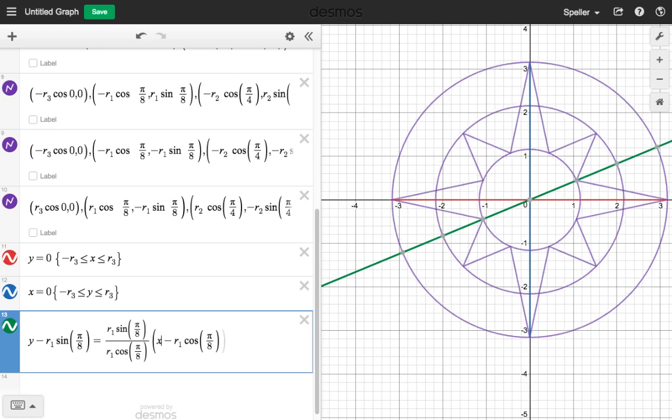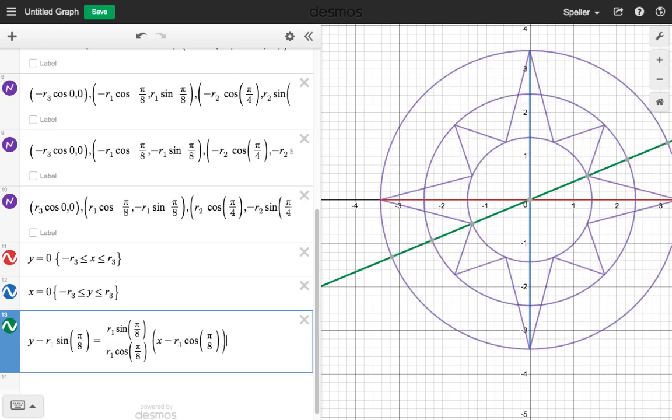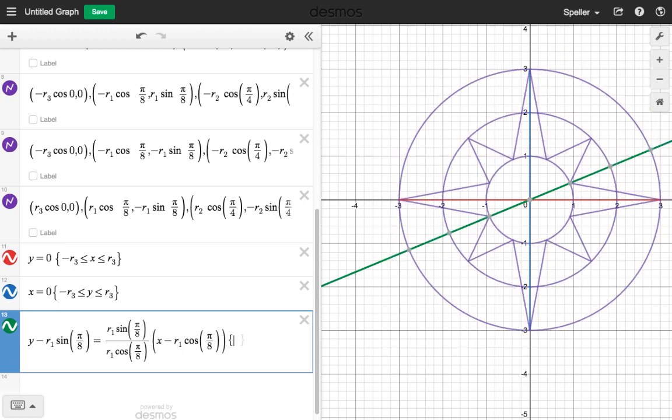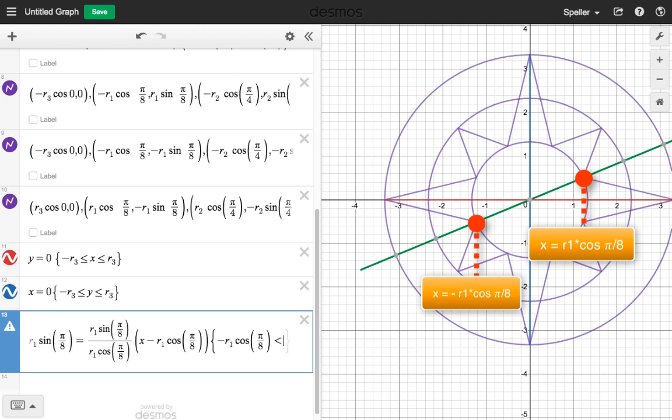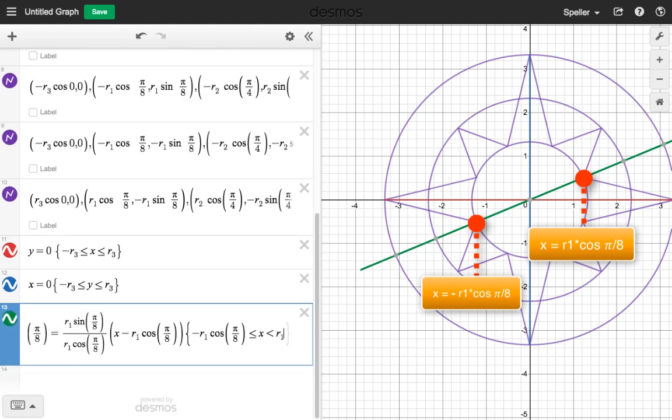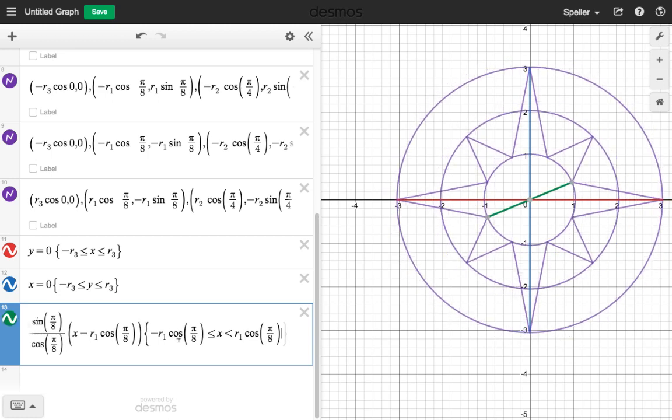Again, we want to restrict it. To restrict it, we want the x value to be negative R sub 1 cosine pi over 8, less than or equal to, again restricting the domain, the x value of positive R sub 1 cosine pi over 8. And now we have that restricted.